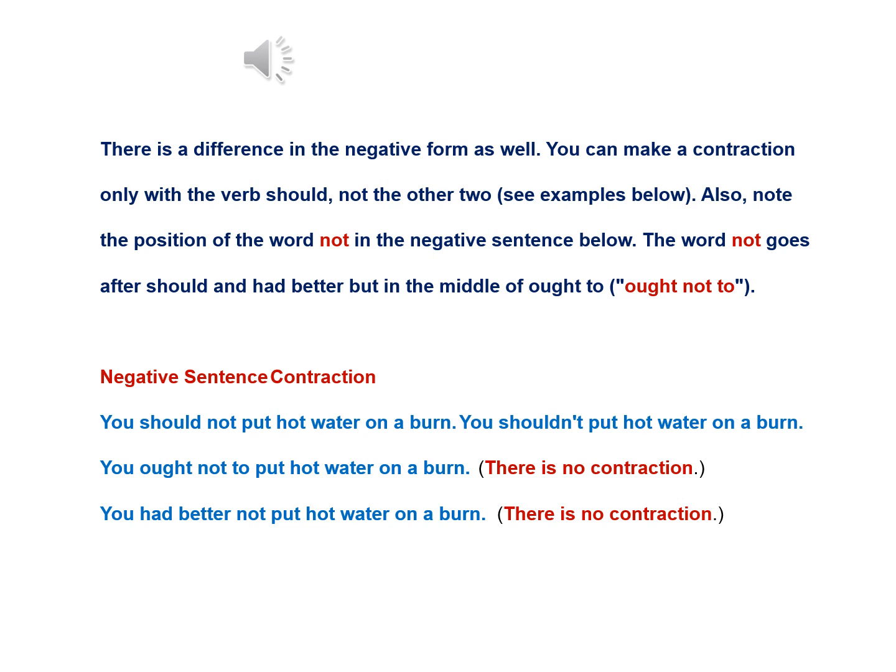See examples below. Also, note the position of the word not in the negative sentence below. The word not goes after should and had better, but in the middle of ought to: ought not to. Negative sentence, contraction. You should not put hot water on a burn. You shouldn't put hot water on a burn. You ought not to put hot water on a burn. There is no contraction. You had better not put hot water on a burn. There is no contraction.